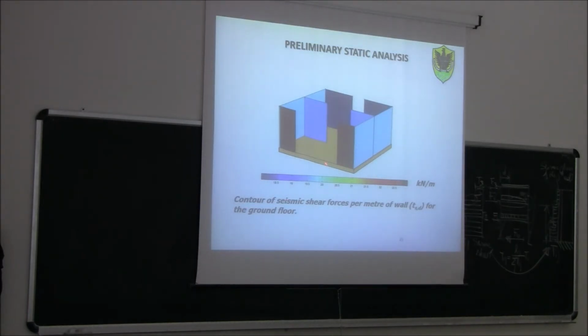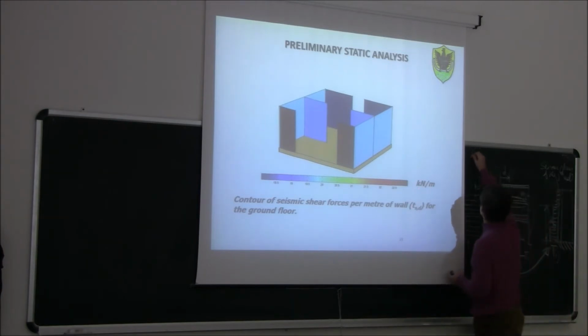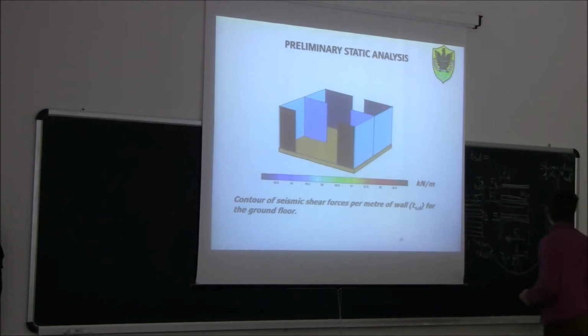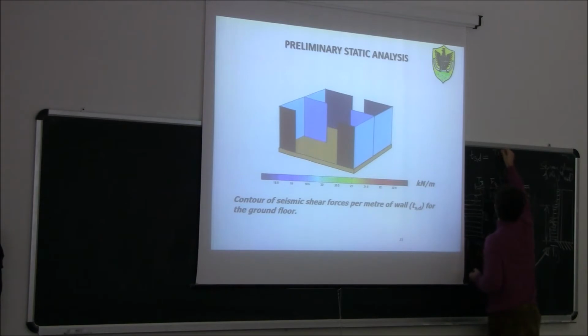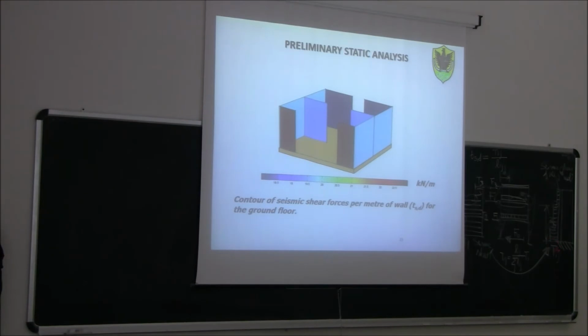So you can see here, for example, that this is the contour of seismic shear force per meter of wall. So TSD, in this diagram here, TSD is basically Pij divided by Lij. Okay? So TSD here denotes the shear in the wall, so the total shear in the wall divided by the length of the wall. So this is the total shear per meter of wall.